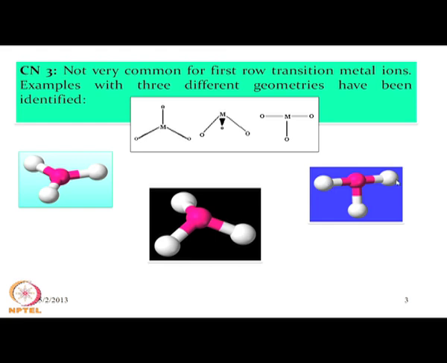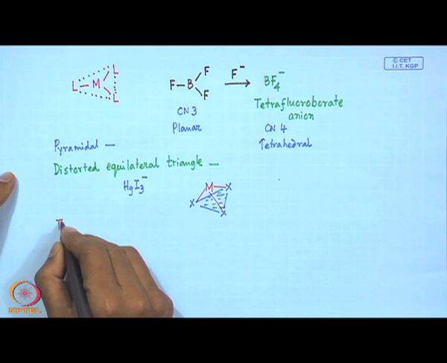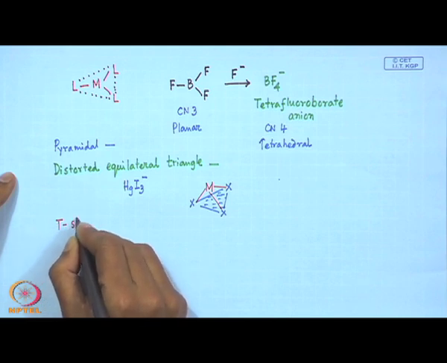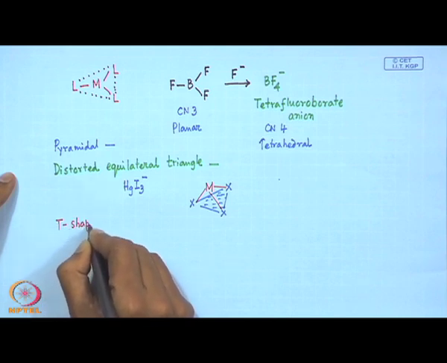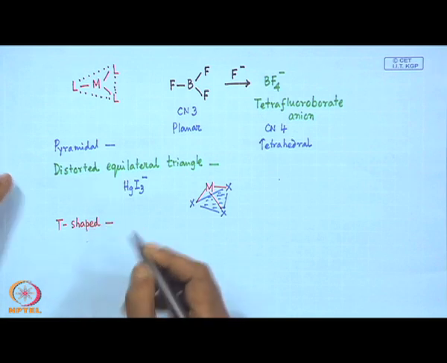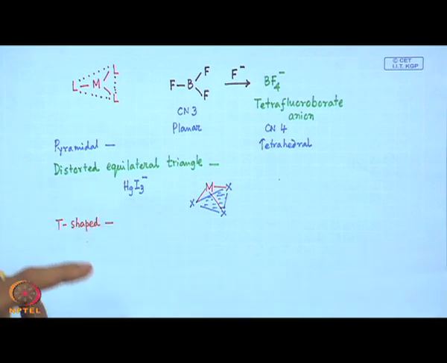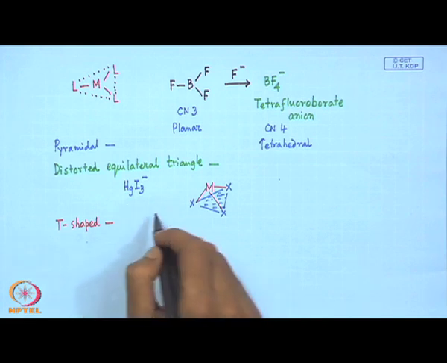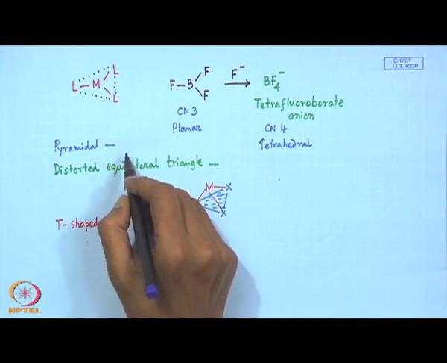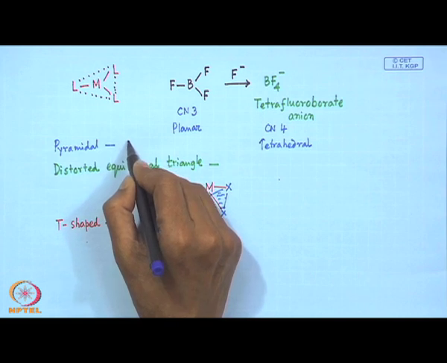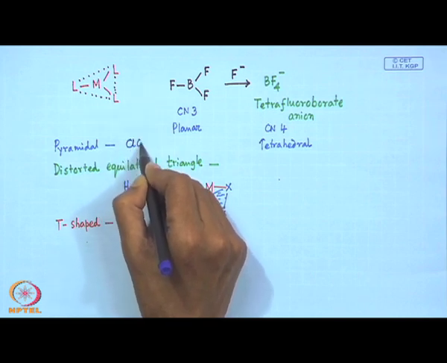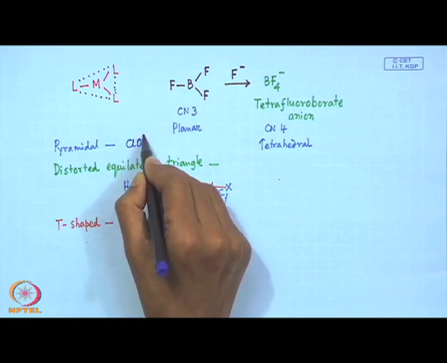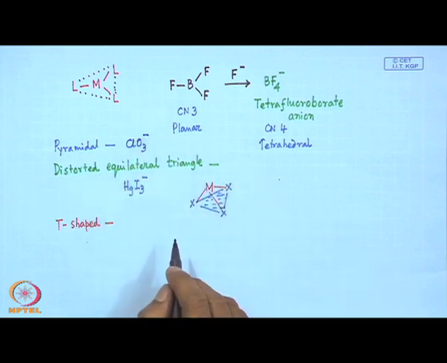So, this T-shaped structure is not very common, unlike the pyramidal one. One more example for this pyramidal structure is ClO3 minus, the chlorate anion.